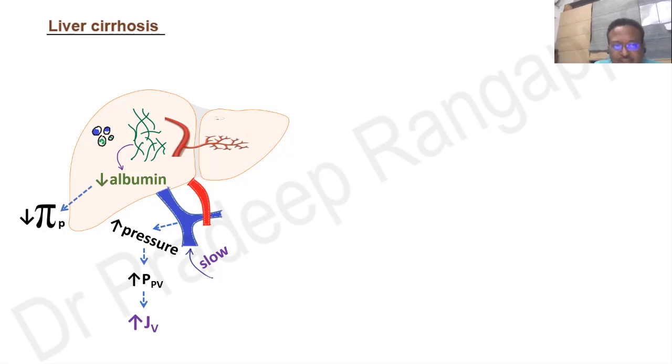Low albumin production by the liver leads to a reduction in the oncotic pressure, and that leads to an increase in the JV, which means increased extravasation of fluid, leading to edema.